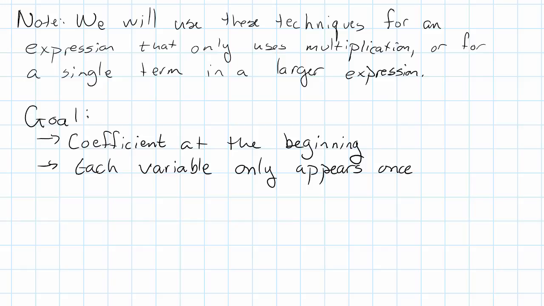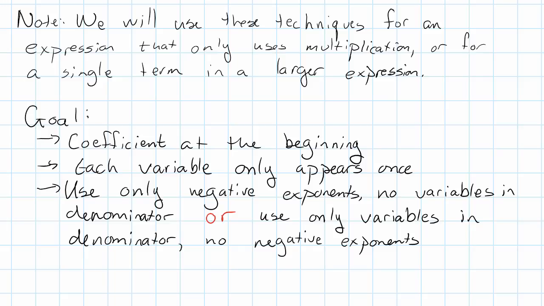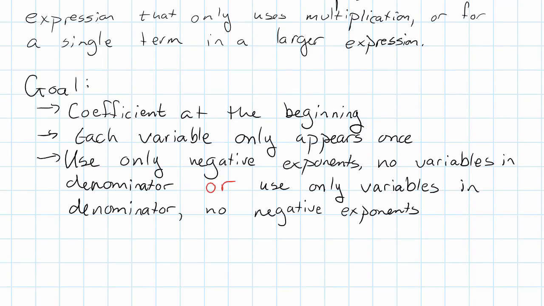appearing once. And then there's a choice we have to make. We can either use only negative exponents and not have any variables appearing in denominators, or we can use only variables appearing in the denominators and not have any negative exponents. We're going to deal with this issue in the next video. For now, we're only going to concern ourselves with positive exponents and variables not in denominators.